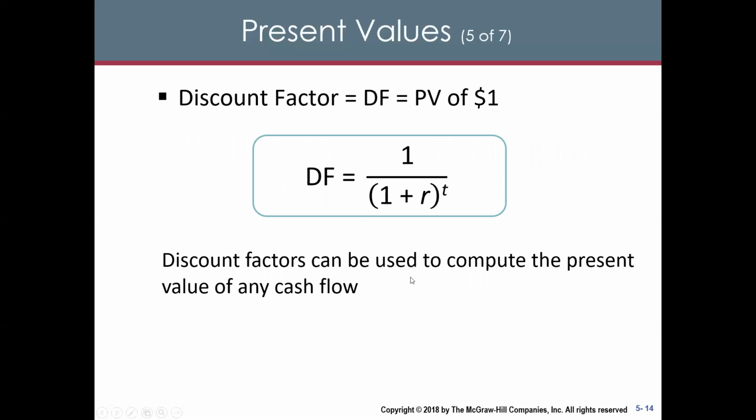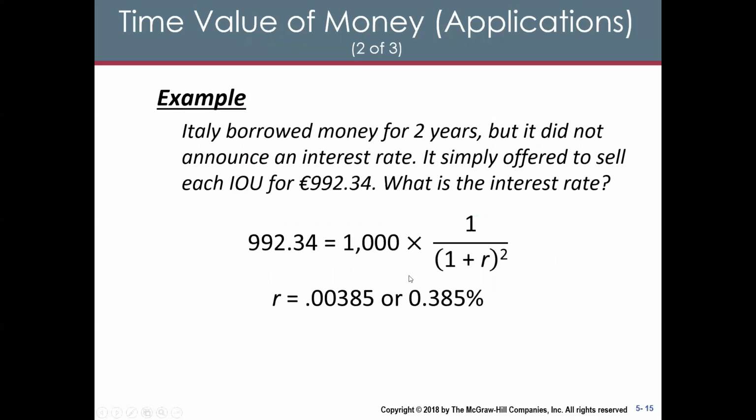Let's look into another example here. Italy borrowed money for 2 years, but it did not announce an interest rate. It simply offered to sell each IOU for 992.34 euros. What's the interest rate here? Each IOU is like a government treasury bond, so by default its face value is 1,000 euros. At the end of 2 years, you are going to get 1,000 euros.